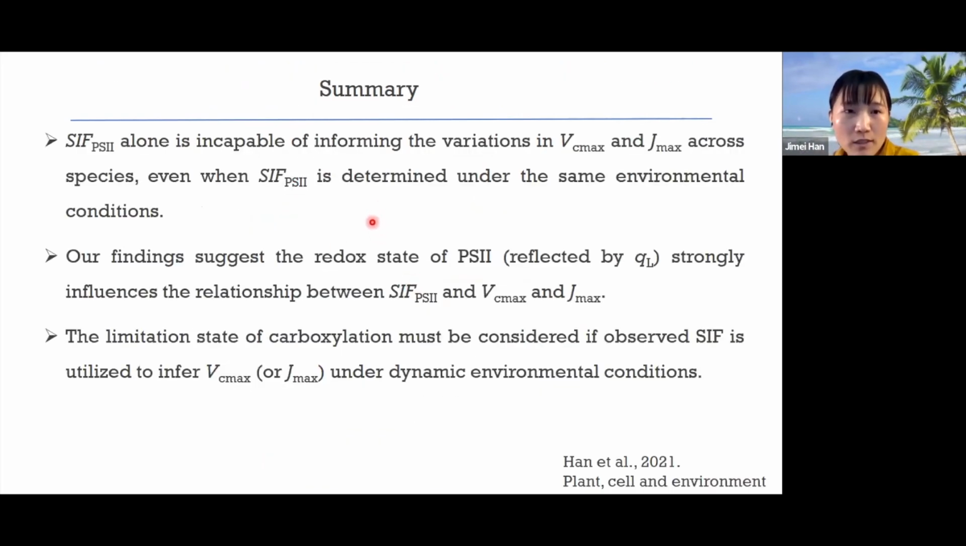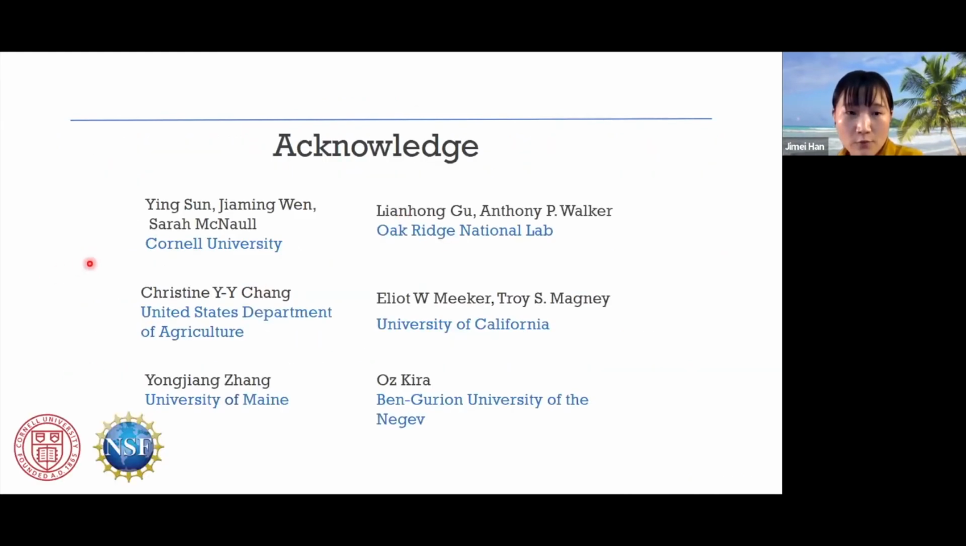Here is the brief summary. First, the SIF alone is incapable of informing the variations in Vcmax, even when SIF is determined under the same environmental conditions. Secondly, our findings suggest that the redox state of PS2 reflected by QL strongly influences the relationship between SIF and Vcmax, Gmax. The limitation state of carbon oxidation must be considered if observed SIF is utilized to infer Vcmax under dynamic environmental conditions. So here we thank the contributors to our research.